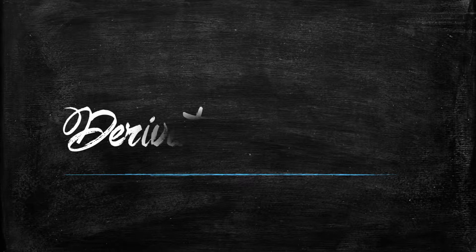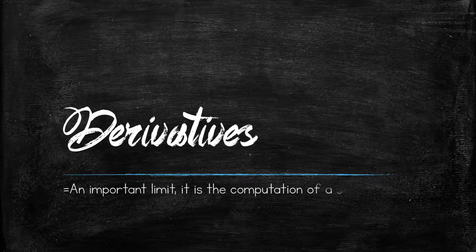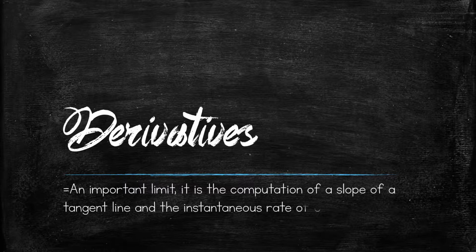Today, let's discuss rules in differentiation. But first, what is a derivative? Well, a derivative is an important limit. It is the computation of the slope of a tangent line and the instantaneous rate of change of a function. That is the derivative.